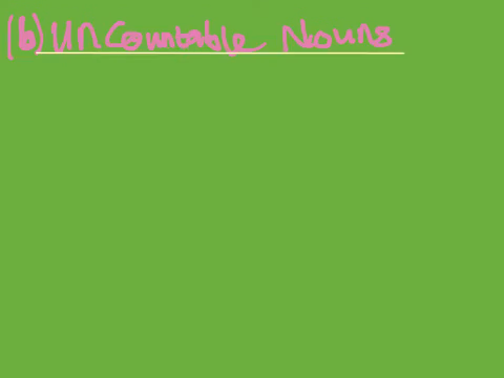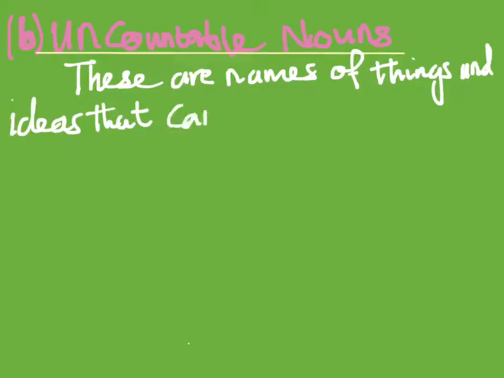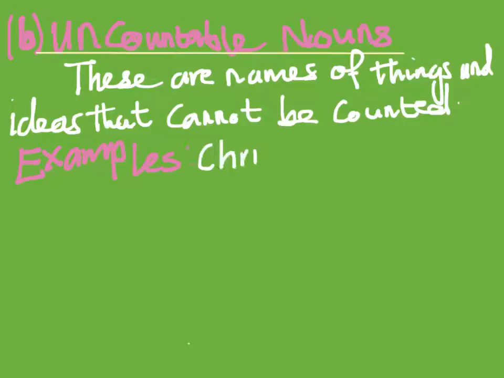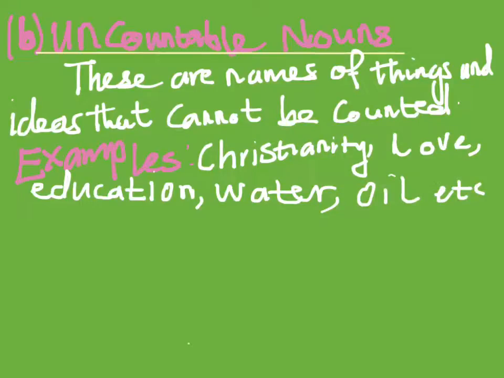Two, or B, we have uncountable nouns. And we ask ourselves, what are uncountable nouns? Uncountable nouns are names of things and ideas that cannot be counted. They name things and ideas that cannot be counted. For example, we can have Christianity, love, education, water. There are a whole lot more, oil, etc.